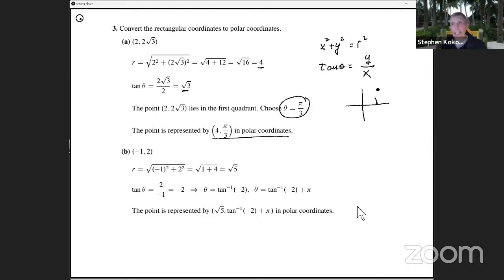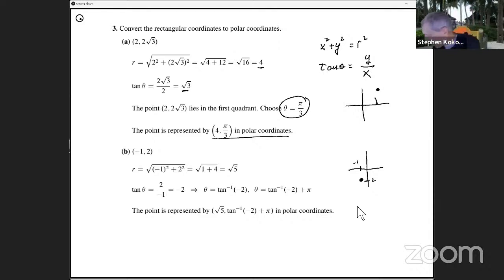B, don't let me make a mistake on this one, guys. -1, 2. I'm going to do the same sort of thing to help me a little bit. Let's see, -1, 2. Here we are. That's a point down here in the third quadrant. I want to make sure that I end up with an angle theta that puts me in the third quadrant there.